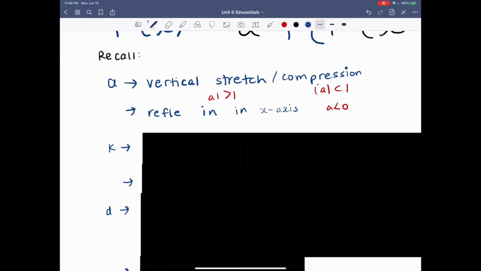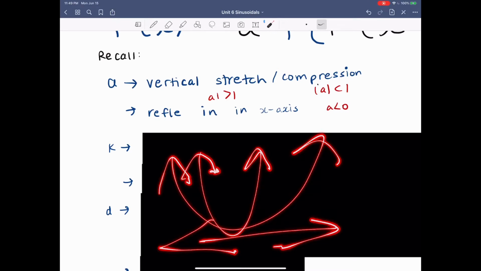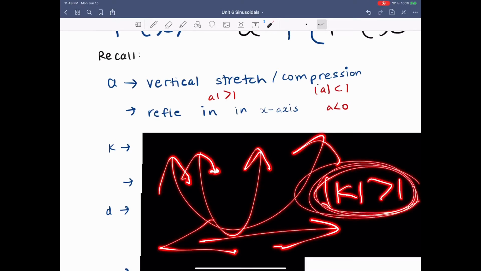For the K value, this is how I remember it. You have your parabola, right? This time you have a horizontal compression. When you have a horizontal compression, that means you're getting wider this way. And when it's becoming wider, that is that the K value is also becoming larger than 1. Okay, so that is the go-to.